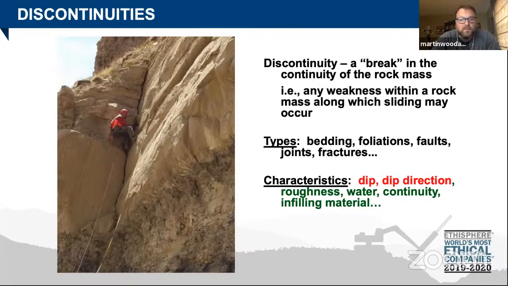There are other characteristics that are also important. Roughness, which leads into shear strength. Water, as we know in geotechnical engineering, is incredibly important. In rock mechanics, there's a term, continuity, or how through-going a discontinuity is. Some discontinuities are more through-going than others. Sometimes you have geological situations where you have infilling material, which can be both bad and good. So you have all these characteristics that are part of these discontinuities. The biggest one in this discussion to remember is their orientation, their dip and dip direction.